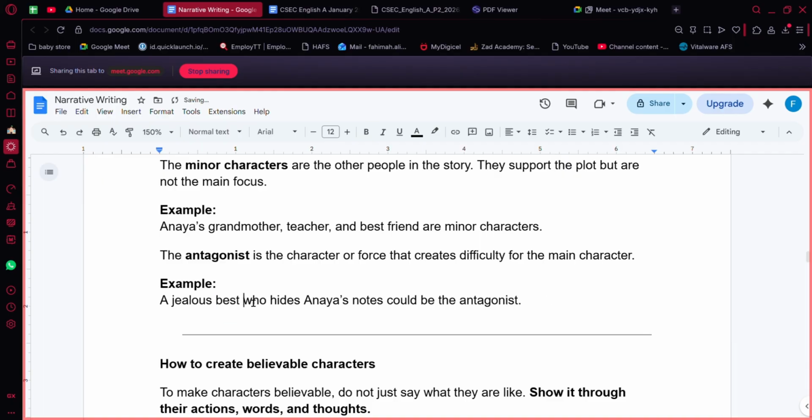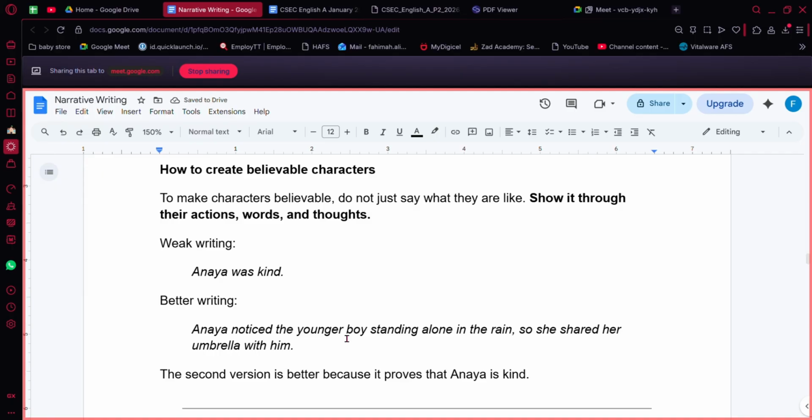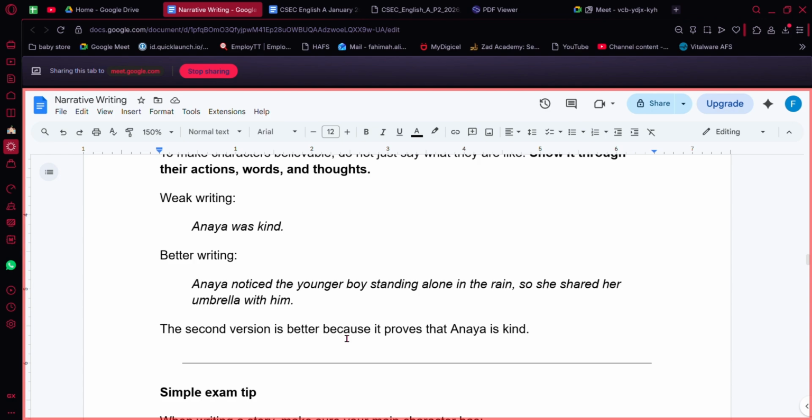Now let's talk about how to create believable characters. To make a character believable, don't just say what they are like. So don't just say Anaya was kind. Show it. This is like what we were talking about earlier. If you say she noticed the young boy standing alone in the rain, so she shared her umbrella with him, that shows she is kind. So don't ever state that she was kind.